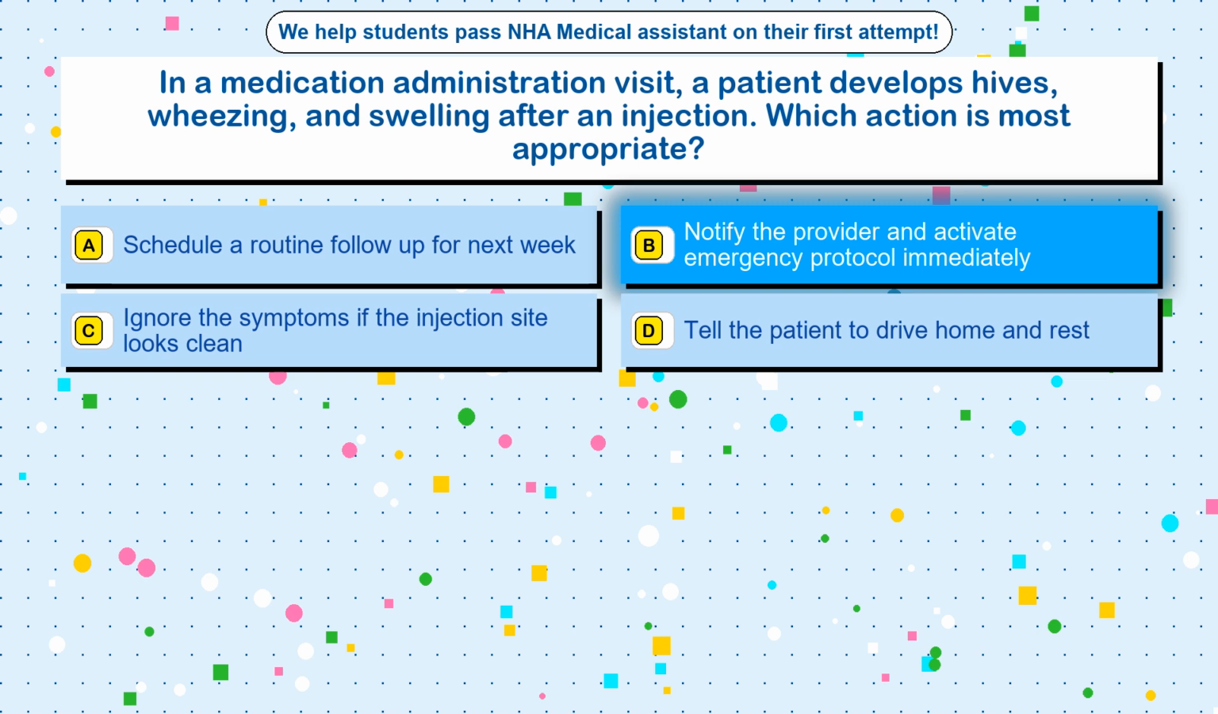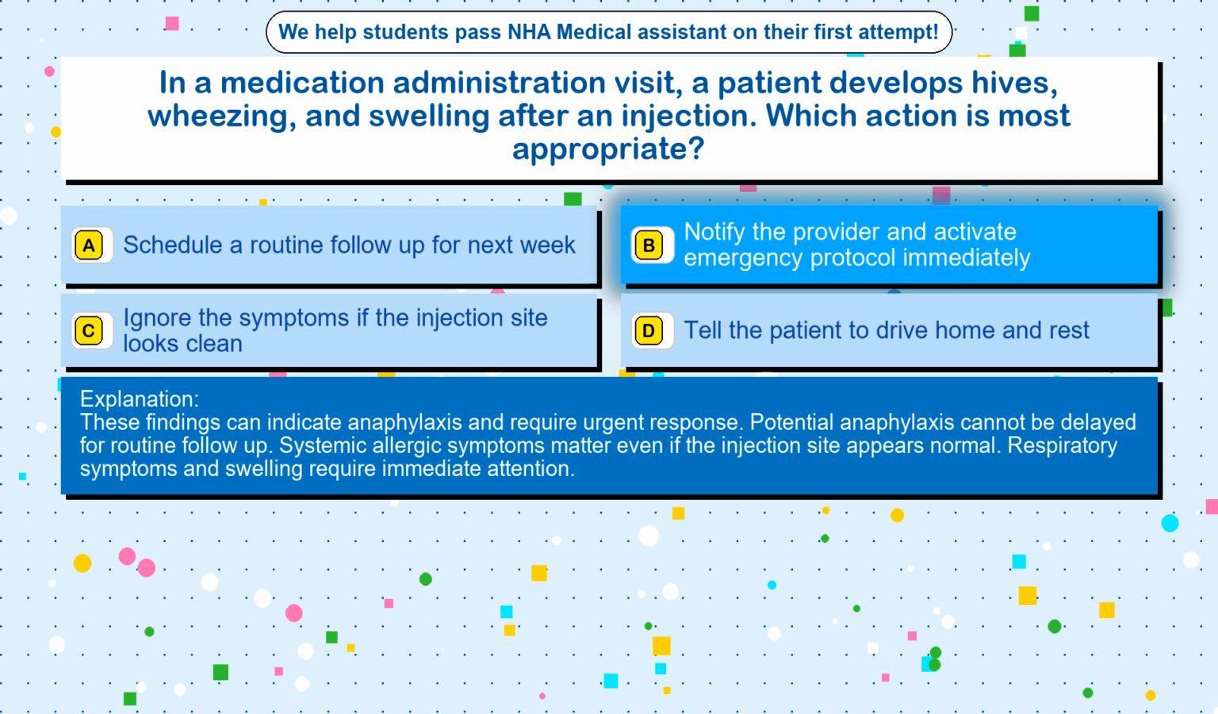The correct answer is option B. Notify the provider and activate emergency protocol immediately. These findings can indicate anaphylaxis and require urgent response. Potential anaphylaxis cannot be delayed for routine follow-up. Systemic allergic symptoms matter even if the injection site appears normal. Respiratory symptoms and swelling require immediate attention.